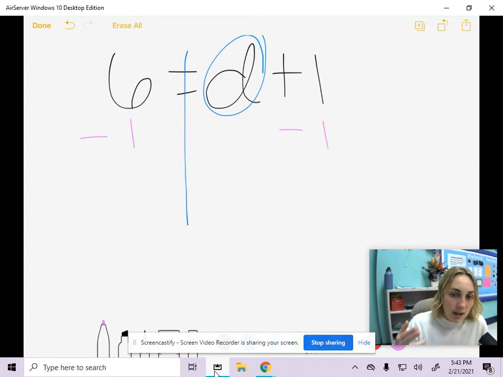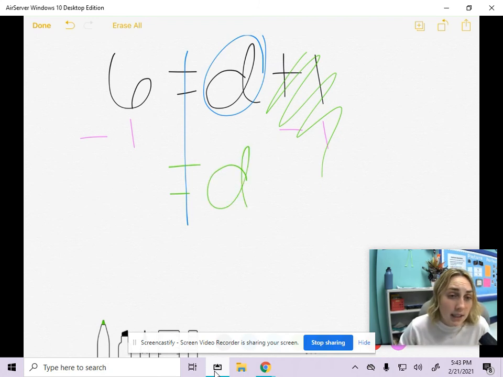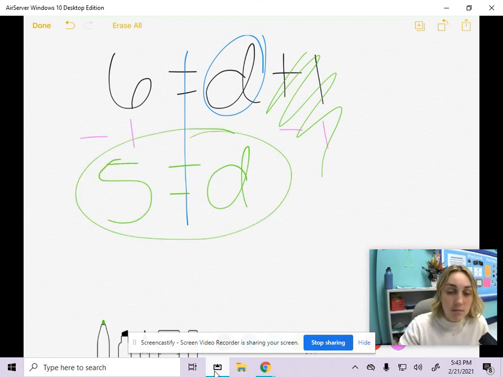Okay? Positive 1 subtracted by 1, those cancel out. That equals 0. So I can bring down this d down here, bring down that equal sign. And then what I have left over is 6 subtracted by 1. Well, 6 minus 1 is just 5. So d equals 5.